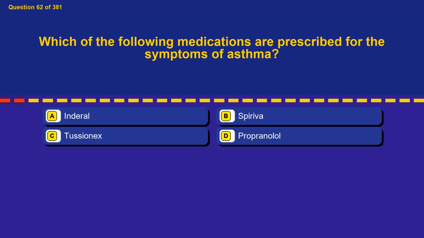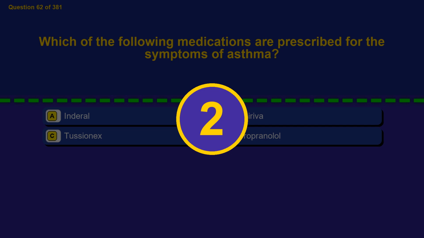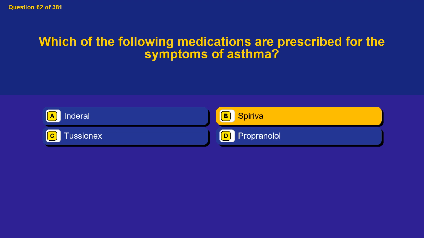Question 62. Which of the following medications are prescribed for the symptoms of asthma? Option A, Inderal. Option B, Spiriva. Option C, Tussionex. Option D, propranolol. The correct answer is option B, Spiriva.